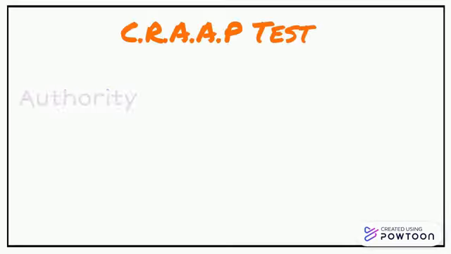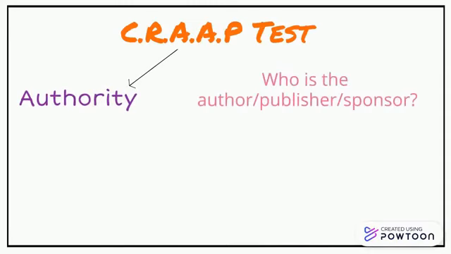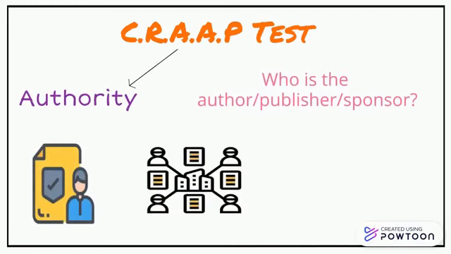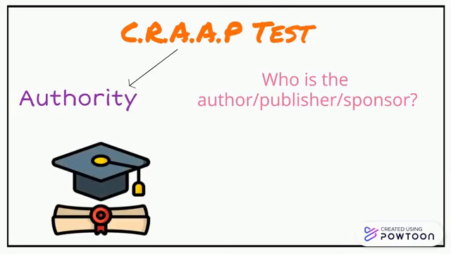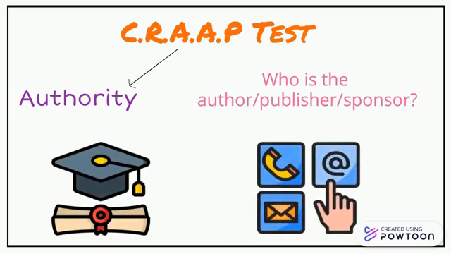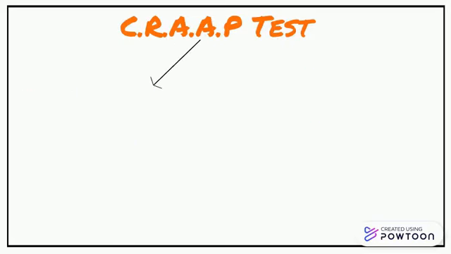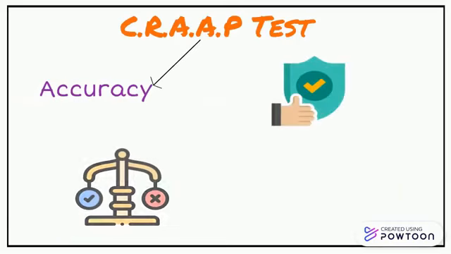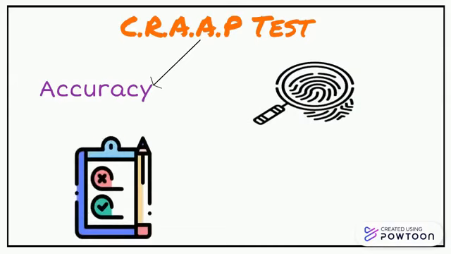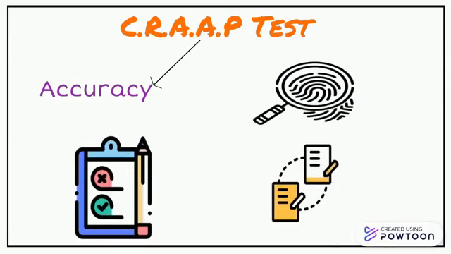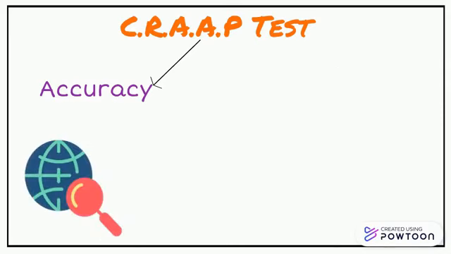The first A stands for authority that considers who is the author, publisher or sponsor. Are the author's credentials or organizational affiliations given? What are the author's qualifications to write on the topic? Is there contact information such as publisher or email address given? The second A stands for accuracy that checks the reliability, truthfulness and correctness of the content by considering if the information is supported by evidence. Has the information been reviewed or refereed? Can you verify any of the information in another source or from personal knowledge? Are there spelling, grammar or other errors?